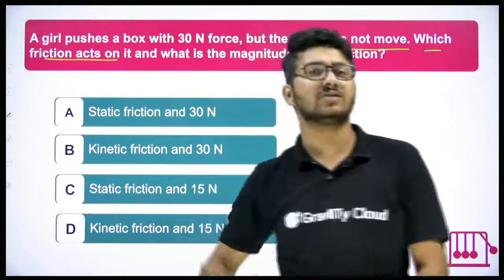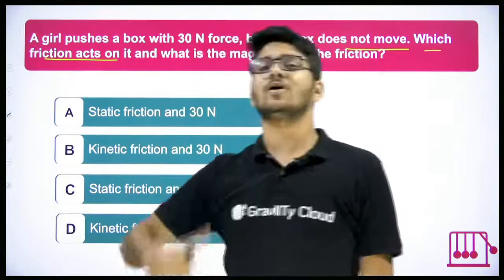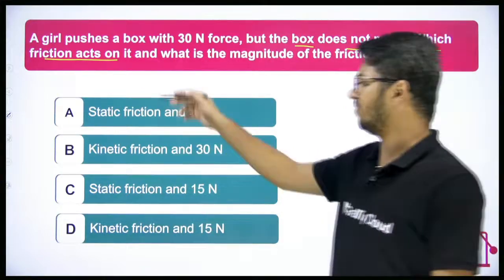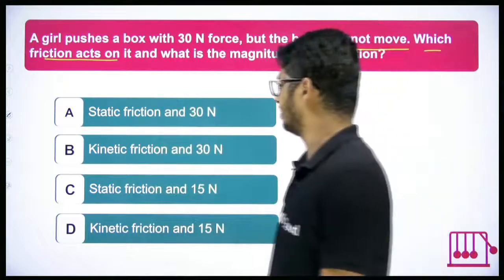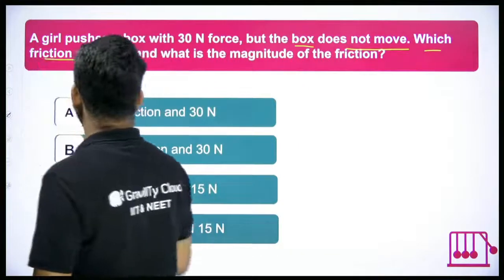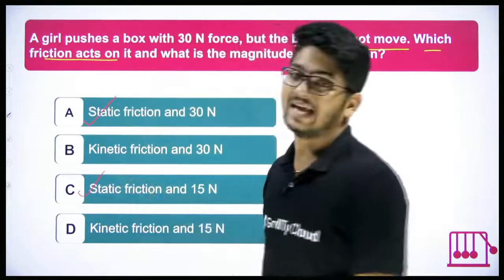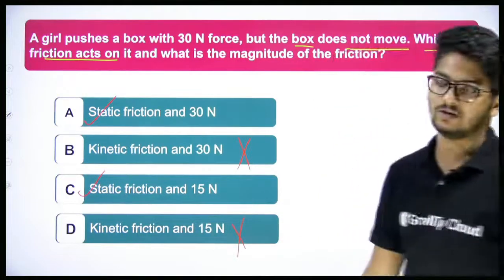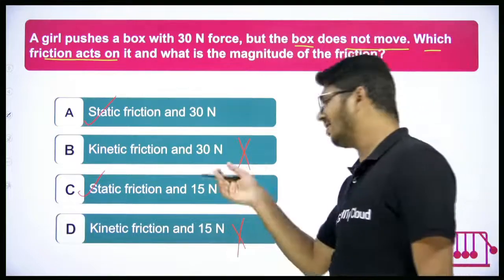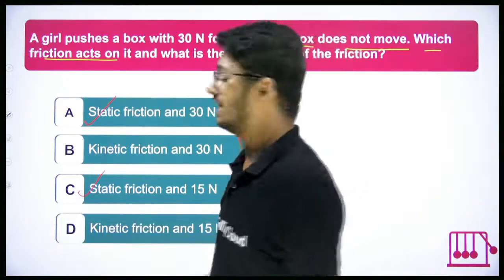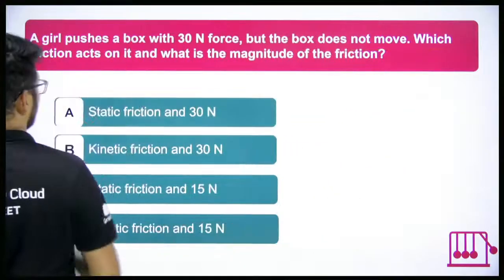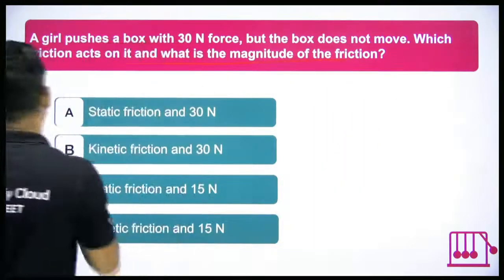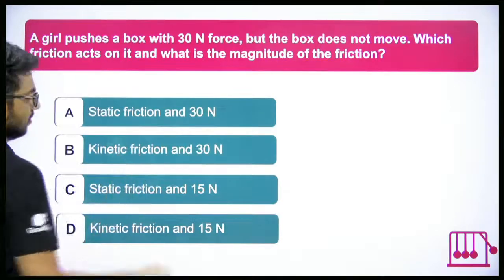What will the friction be? The box is not moving. The box is at rest. The friction acting will be static friction. So look for the option of static friction. Yes, we have static friction in A and C. We have two options. So wherever you have kinetic, that is wrong. So between A and C, you have to select whichever is the correct answer based on the other information given. We have to find out the magnitude of the friction acting.